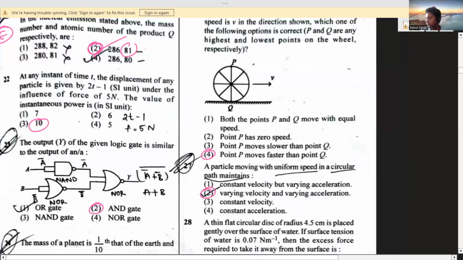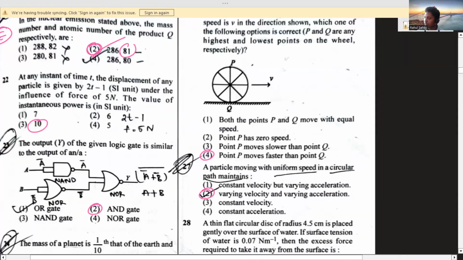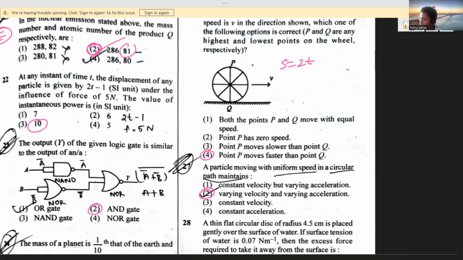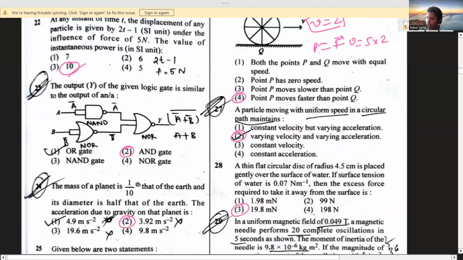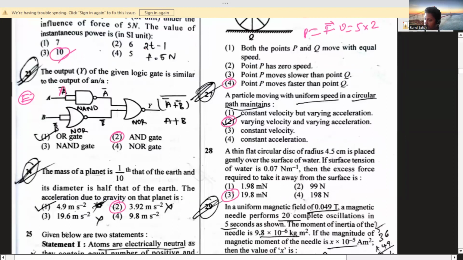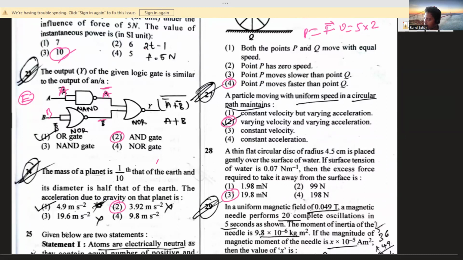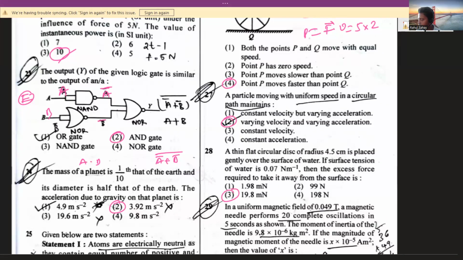Question number 22. They have given the displacement of particle S is equal to 2t minus 1, velocity is 2. We know power is F dot v. So 5 into 2, 10. So 23rd, again we categorize it as easy. Here A bar, sorry, this is A, this is A bar, this is B, this is B bar. And again A, this is NOR. A bar plus B bar is A dot B.